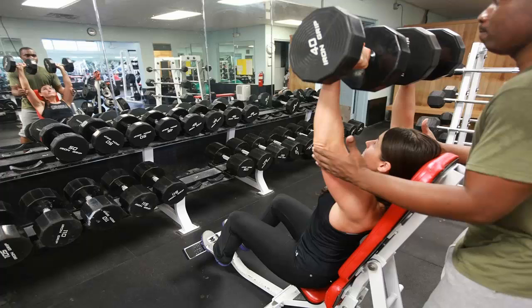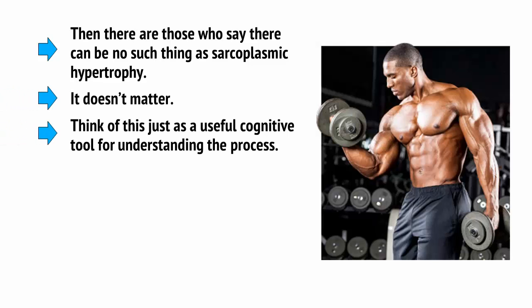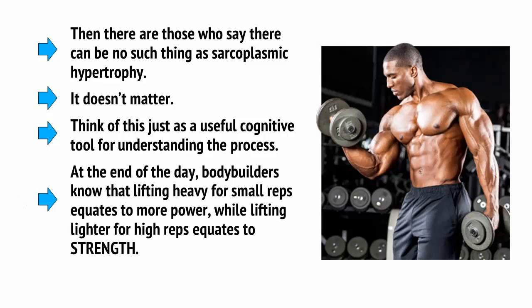As a general rule, bodybuilders tend to train more with sarcoplasmic methods, whereas powerlifters use more myofibrillar approaches. Then there are those who say there's no such thing as sarcoplasmic hypertrophy. Yep. But it doesn't matter. Think of this as a useful cognitive tool for understanding the process. At the end of the day, bodybuilders know that lifting heavy for small reps equates to more power, while lifting lighter for high reps equates to strength. Combining both is power building.